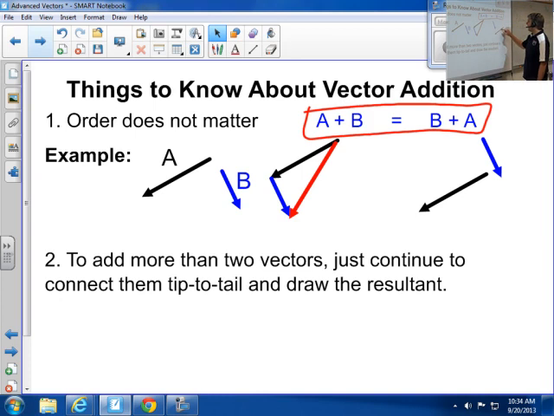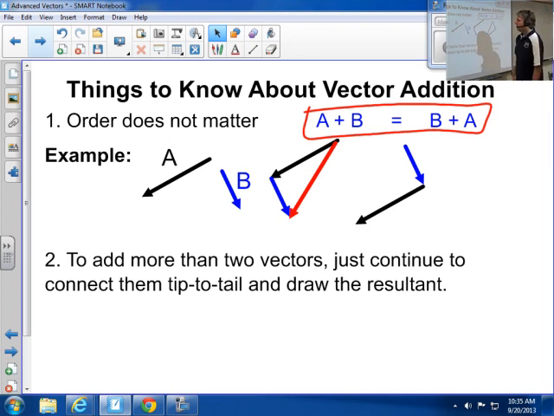Now, I can add them in the opposite order. Let me start with B this time. There's B. Now, I'm going to add A, just like that, tip to tail. And if I were to draw my resultant, it would look just like that. It's exactly the same. Second thing you want to know is that to add together more than two vectors, you just continue to add them tip to tail.